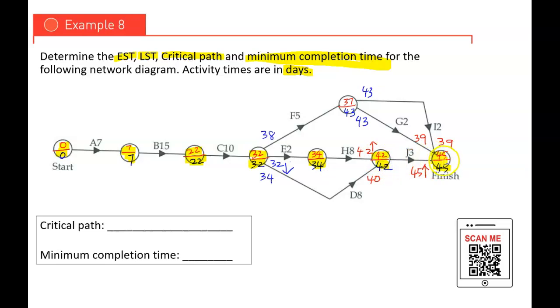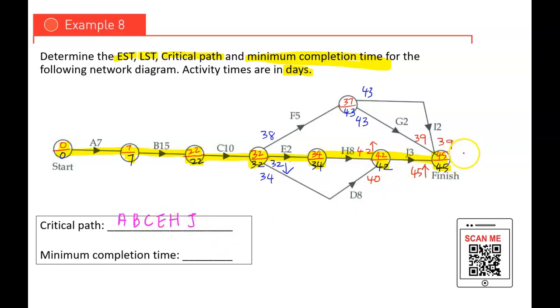Now let's identify the critical path. You can go from backward to the front or from front to the back. Okay, so the one highlighted in yellow is actually your critical path. You have to write down the critical path. It's A, then I go to B, then B I go to C, and then I go to E, and then I go to H, and then I go to J.